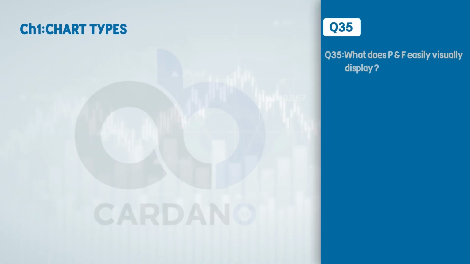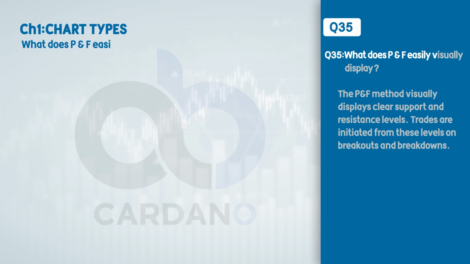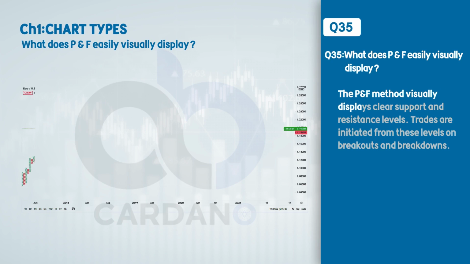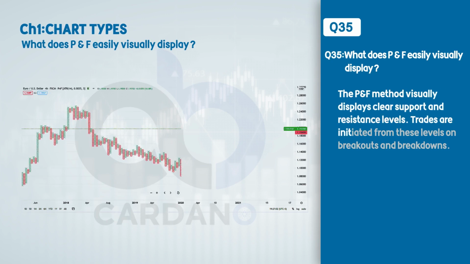Question 35. What does PNF easily visually display? The answer is, the PNF method visually displays clear support and resistance levels. Trades are initiated from these levels on breakouts and breakdowns.